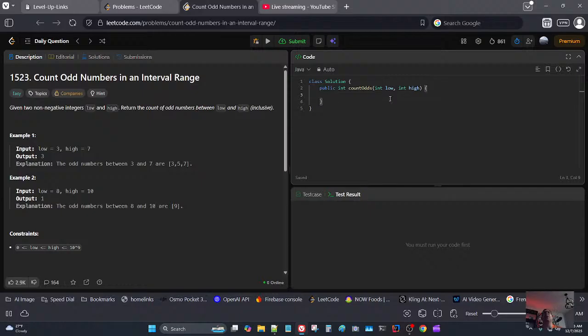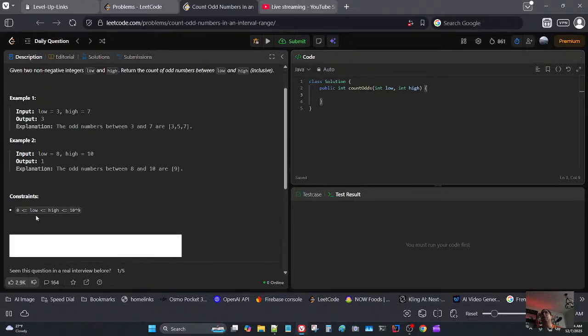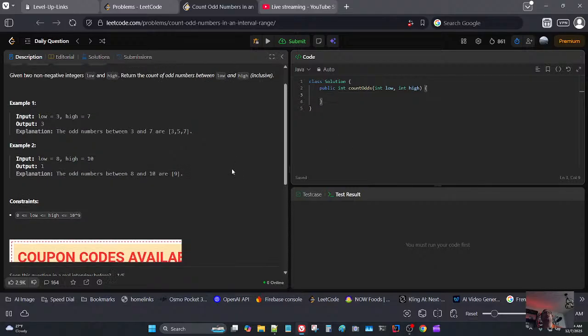Yeah, I thought we were going to be given an int array or something. And okay, so you're just supposed to find all the odd integers in this range is all you're supposed to do. So, all right. And the range can be from 0 to 10 to the ninth. Okay. Well, that's interesting.